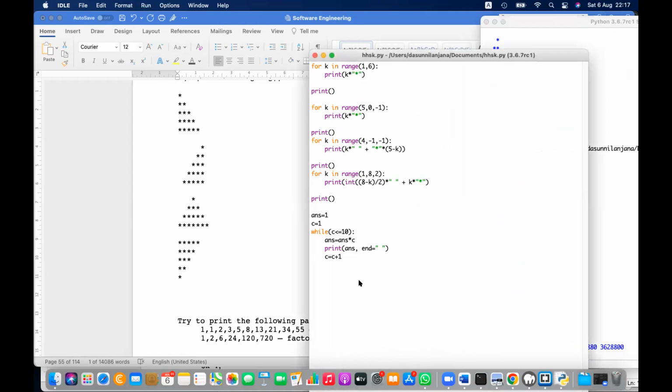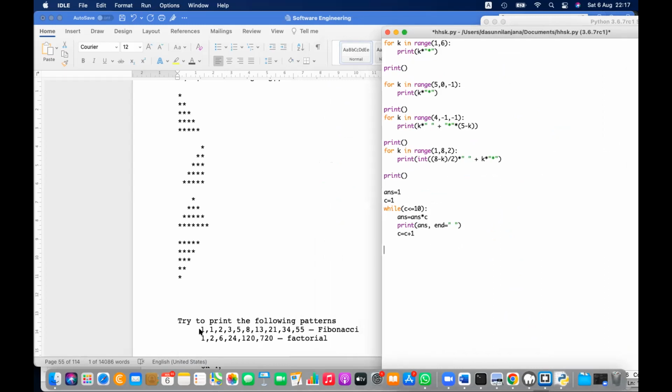The Fibonacci pattern. Try to understand what has happened in the Fibonacci here. It's adding the predecessors, the first two numbers. 1 plus 1 is 2. 2 plus 1 is 3. 3 plus 2 is 5. 5 plus 3 is 8. 8 plus 5 is 13. 13 plus 8 is 21. 21 plus 13 is 34. 34 plus 21 is 55. Okay, I have explained the pattern.